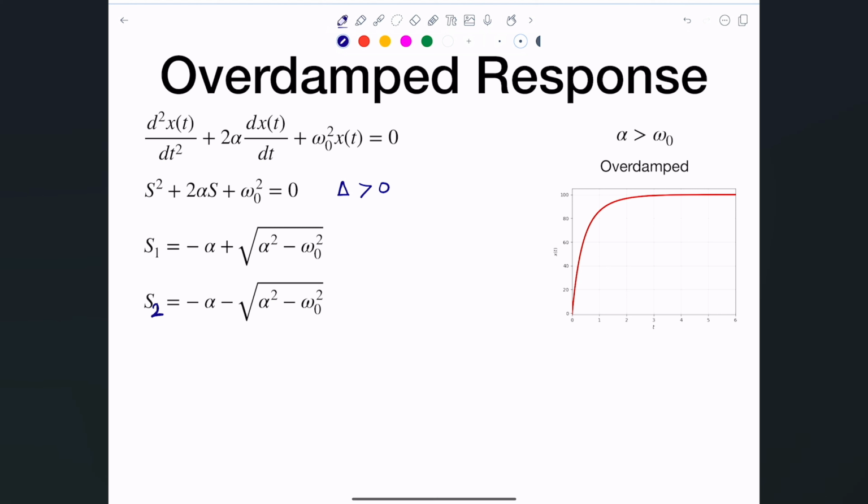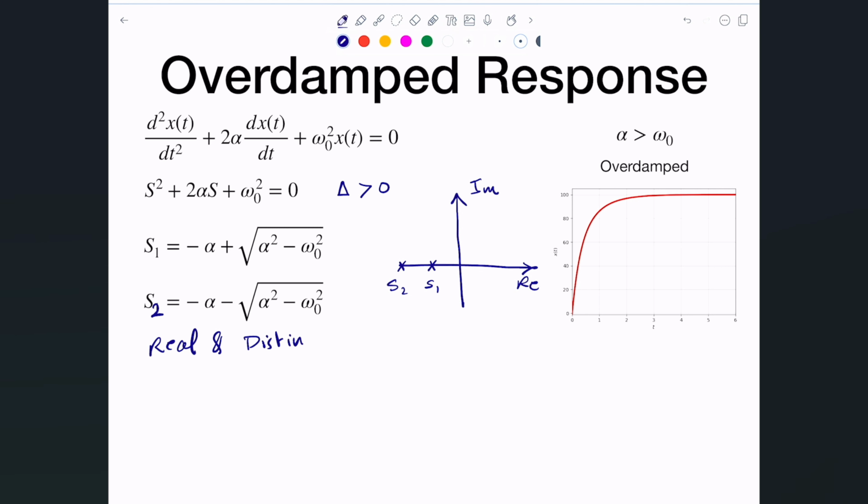So if we're actually plotting on the S or complex S domain, so let's assume that this is the complex S domain, this is real, this is imaginary, what you'll end up with is the following. You'll end up with some sort of an S1 and S2 maybe in here. Something similar to that. So both are real and distinct. So let me just write it. S1 and S2 are real and distinct.